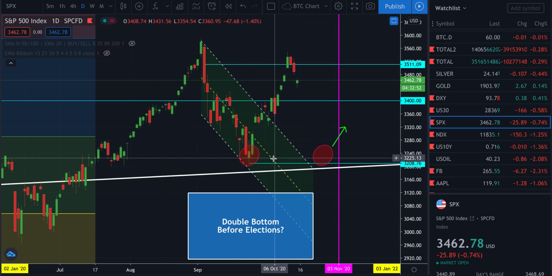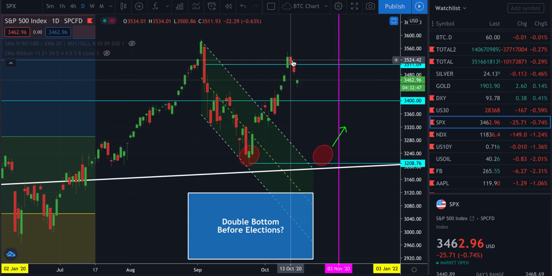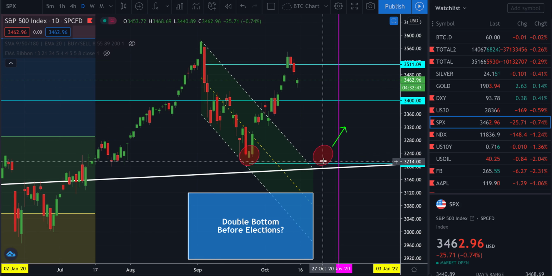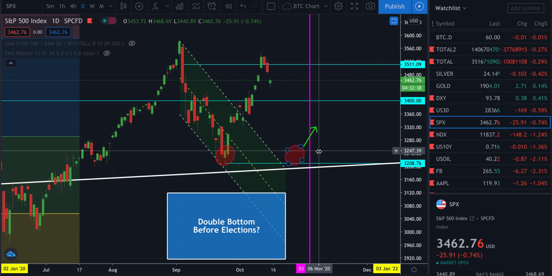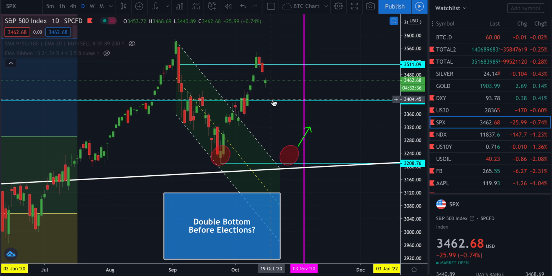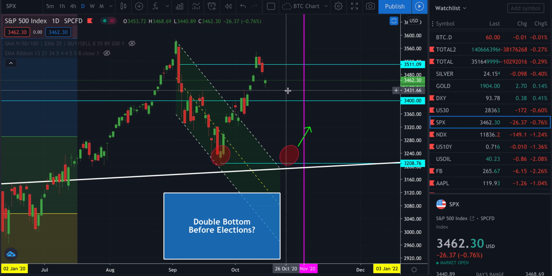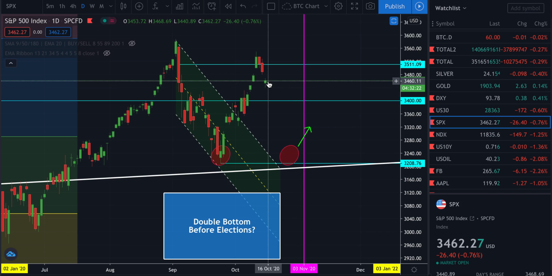Either we are going to have a double bottom before the elections, which means that we will come down because we got rejected at this previous all-time high. We will come down and touch back at this level, which is about 6.5% away. Or we will come down to this blue line, bounce up, and then continue onwards. This could very well happen very slowly until we reach the elections. Or we can crash down violently, or we could bounce violently.